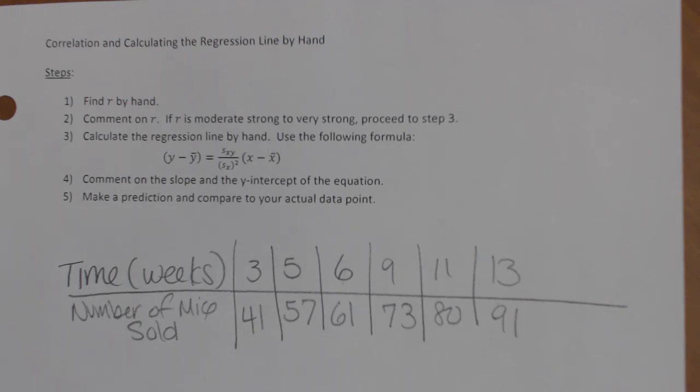Today we are going to be learning about correlation and calculating the regression line by hand. This is the sheet I gave you for class notes with some steps here, and this is the example that I gave you that can be found also in our book on page 230. For those of you who don't have the book.